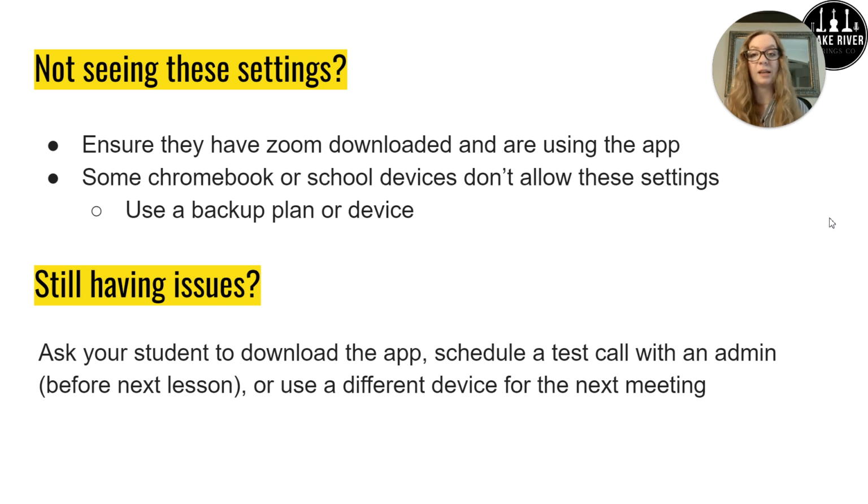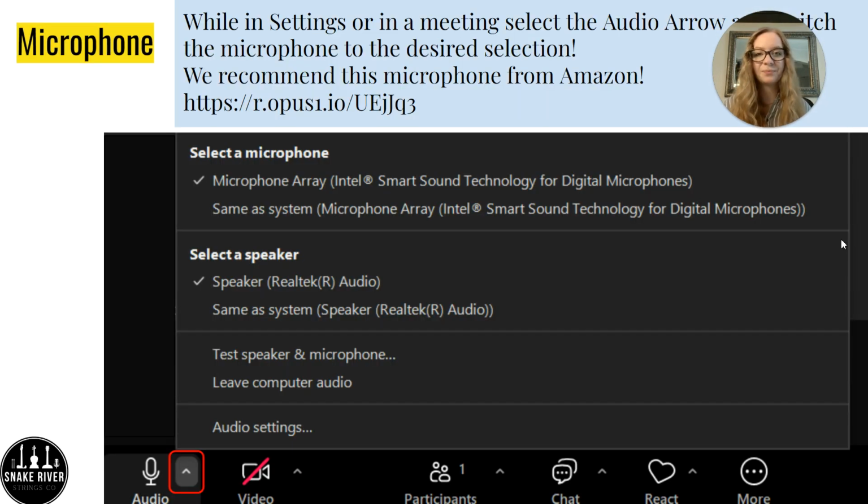If you're not seeing these settings, make sure they have Zoom downloaded and are using the app. Also, some Chromebooks or school devices just don't allow these settings. So make sure you have a backup plan or a device ready. If you're still having issues, you can ask the student to download the app, schedule a test call with an admin before your next lesson, or use a different device for the next meeting.